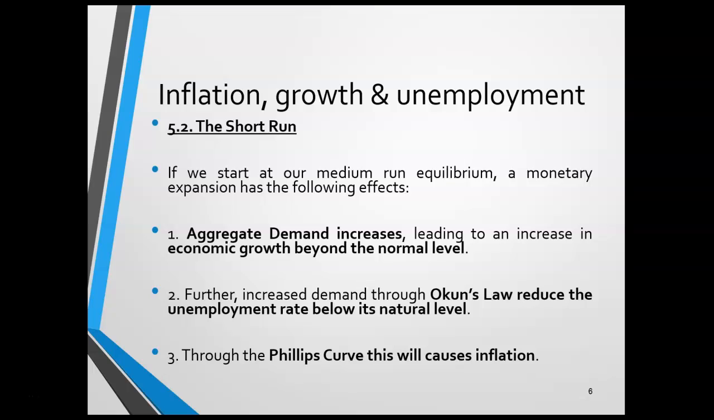Okun's law then implies that a positive output gap will reduce unemployment. Unemployment starts falling. Finally, number 3, from the modified Phillips curve, unemployment below the natural level predicts accelerating inflation. And this accelerating inflation is what then pushes us back to the natural level over time.